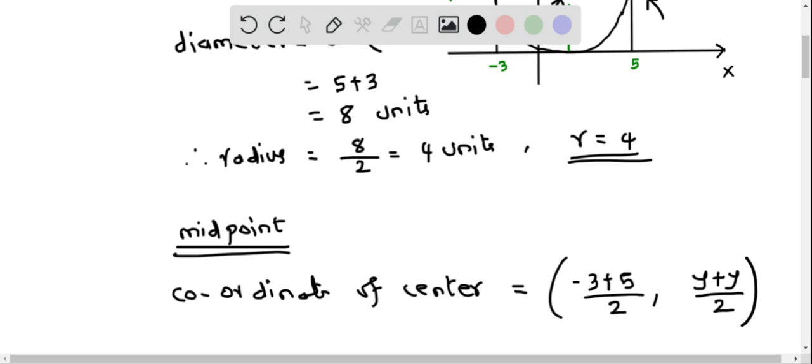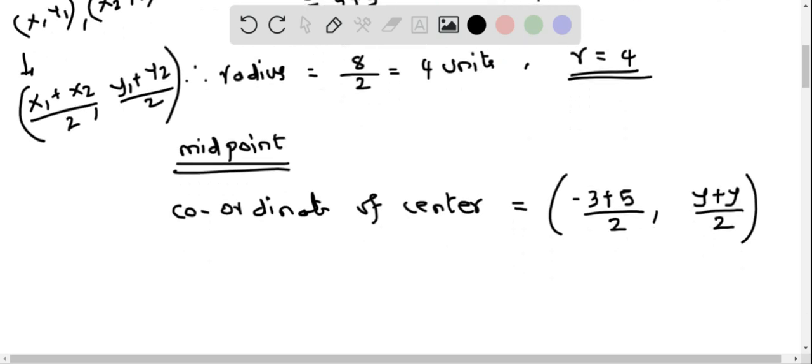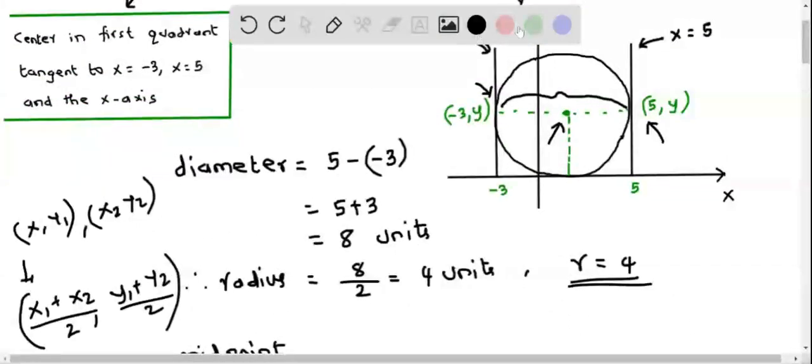Remember that the midpoint formula is x1 plus x2 divided by 2, comma y1 plus y2 divided by 2, for the two points x1, y1 and x2, y2. So I'm using this formula to write the coordinates of the center. Now let's simplify. Negative 3 plus 5 is 2, divided by 2 is 1, and y plus y is 2y, divided by 2 is y. So I can write down the coordinates of the center as 1 comma y.